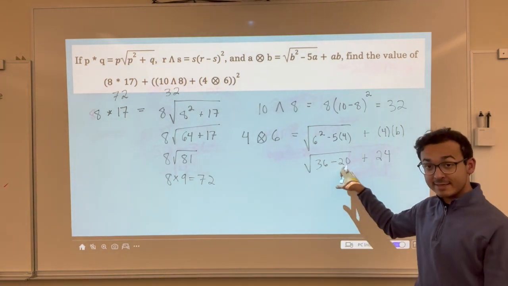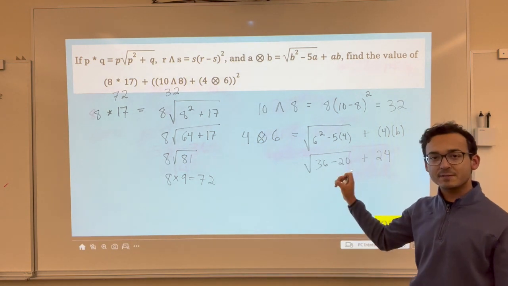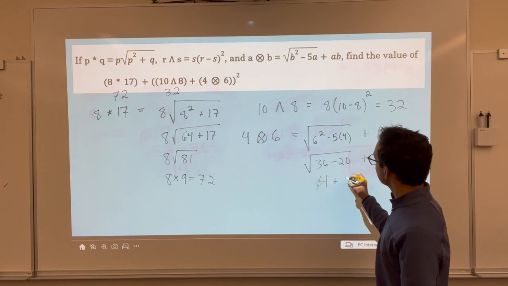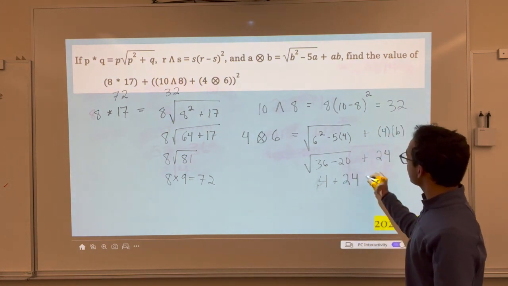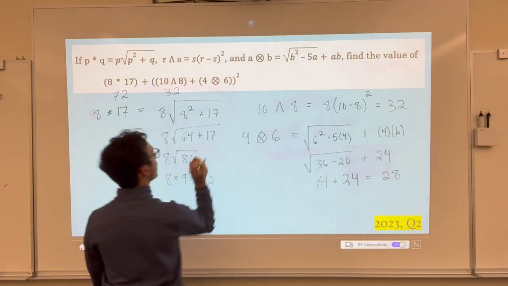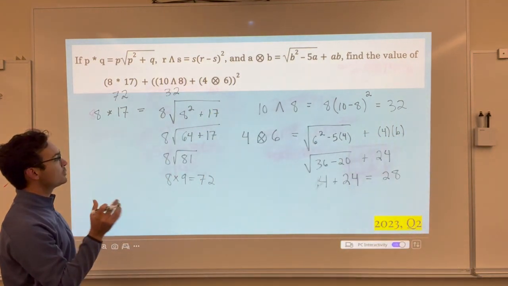36 minus 20 is 16. The square root of 16 is 4. So all we're doing is 4 plus 24, and the answer to that would be 28. So we have found that 4 cross 6 is equal to 28.